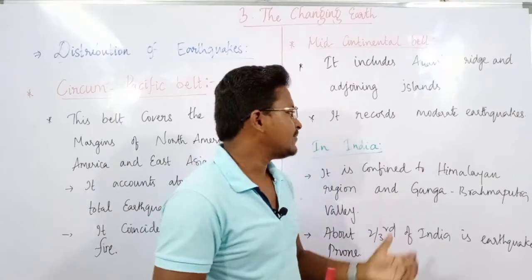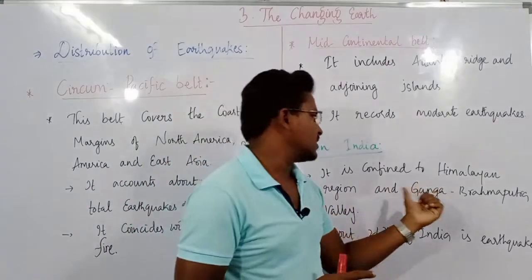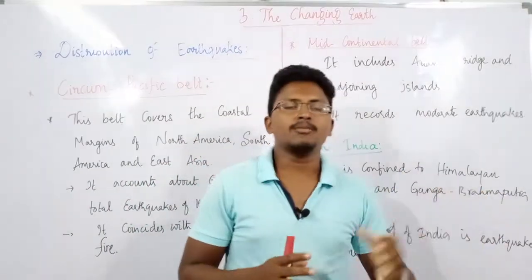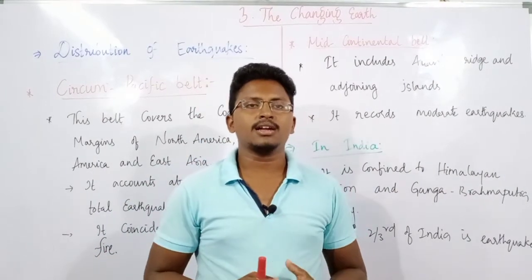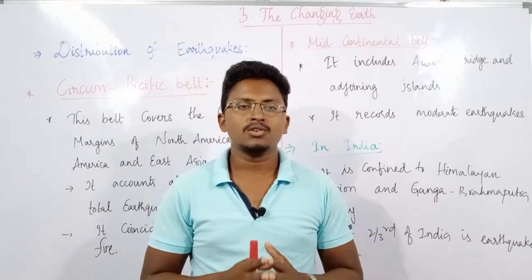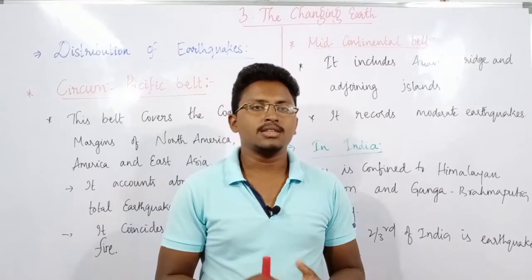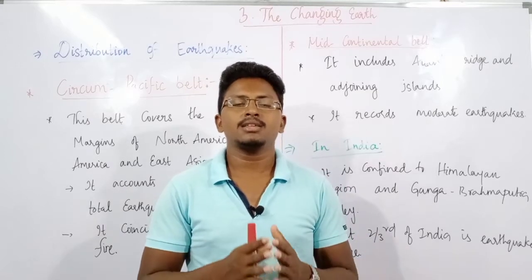But in India, the areas highly prone to earthquakes are regions such as the Himalayan region as well as the Ganga-Brahmaputra region. Then there is one of the worst earthquakes that occurred in our country in a place known as Kutch in Gujarat. So let us discuss this Kutch earthquake in Gujarat in the year 2001.